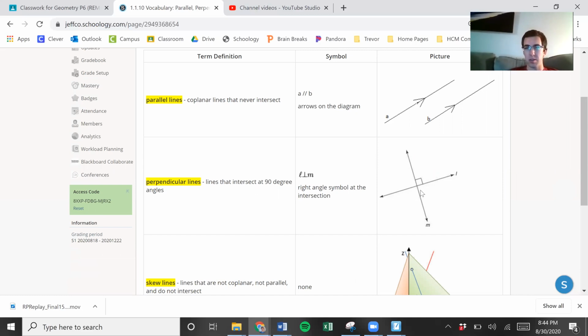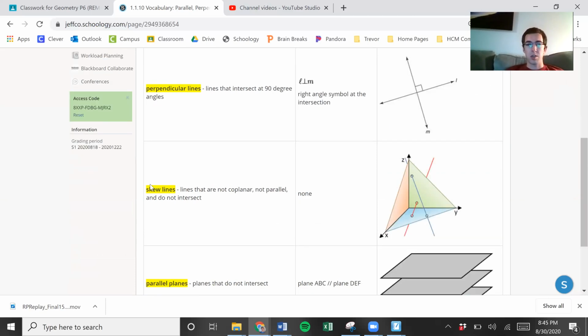So if this angle is 90 degrees, what do you expect these ones to be? It's a little challenge for you later, but they would also be 90 degrees. Here's the next one, skew lines. We just talked about skew lines. Skew lines are not in the same plane. They're not parallel, and they never intersect.